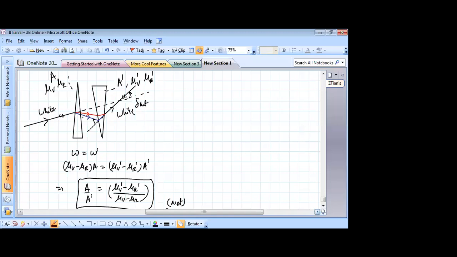And as a result of this, the net deviation that we have will be the deviation due to the first prism minus the deviation because of the second prism. So this will be like the mean deviation. So it will be mu of yellow minus 1 into A minus of... so this is the amount of net deviation that we achieve.